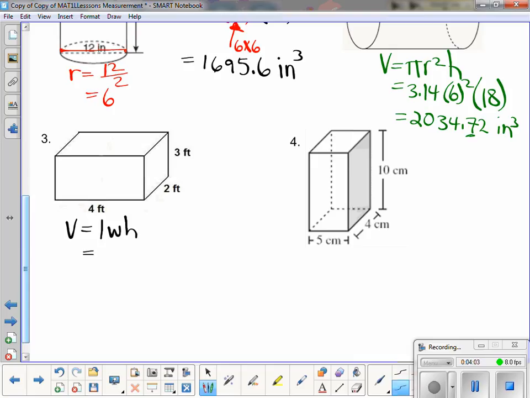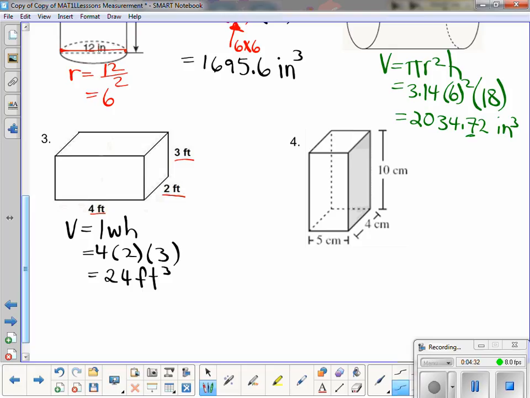Well, you can see I have 4. I'm starting down here, 4. Then I have 2, and then I'm going to multiply it by 3. 4 times 2 times 3, and when we do that, we end up with 24 feet, and it is cubed, so cubic feet if you want the fancy word. Okay, that was the easy one. I kind of liked it better than the cylinders. So let's try the next one.